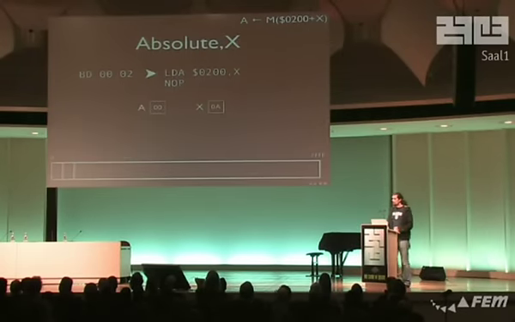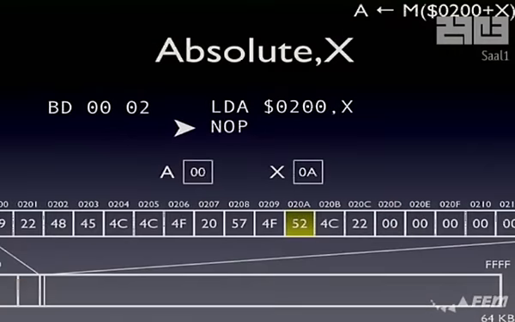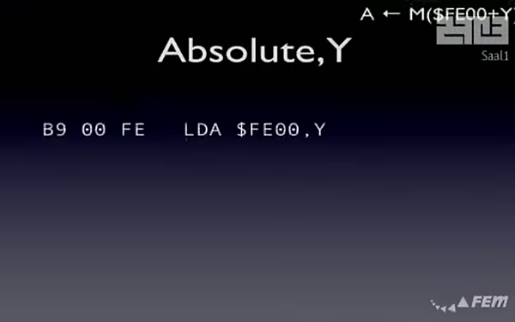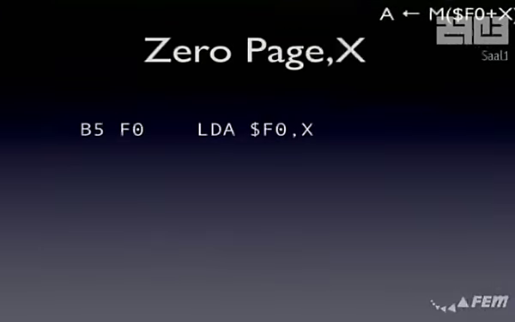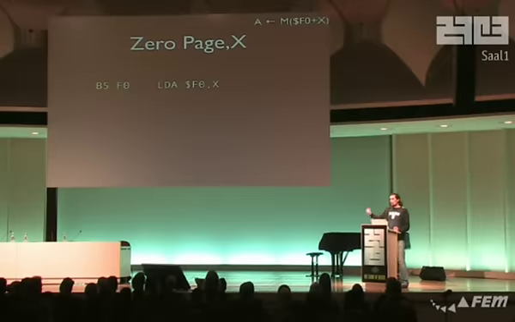A is 0. Absolute, comma X means absolute plus X. So the X register gets added to the constant pointer that we encode in the instruction stream. So 200 plus X, if X is A in our example, we load from address 20A. We look it up, 20A, that's 52. So we assume that at 200 we just have an array of bytes and X is iterating over those. Absolute, comma Y, same thing with the Y register. They're pretty symmetric. The same exists with zero page, but the interesting thing is here that there's a wraparound inside zero page.